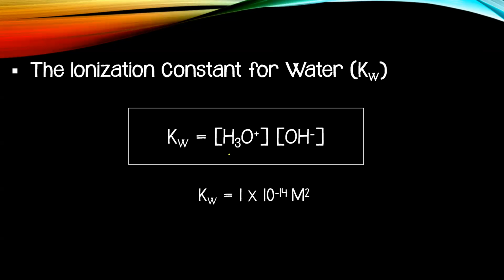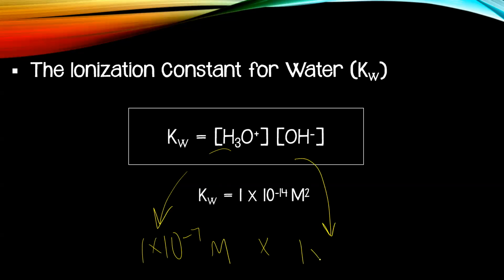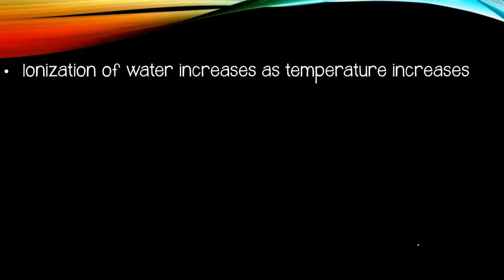And how do we get that? We took the value of hydronium ion concentration at room temperature, 1 times 10 to the negative 7th M, and we multiplied it by the hydroxide ion concentration. So 1 times 10 to the negative 7th multiplied by 1 times 10 to the negative 7th gives us 1 times 10 to the negative 14th M squared, because we multiplied the units together. The ionization of water will increase as temperature increases.